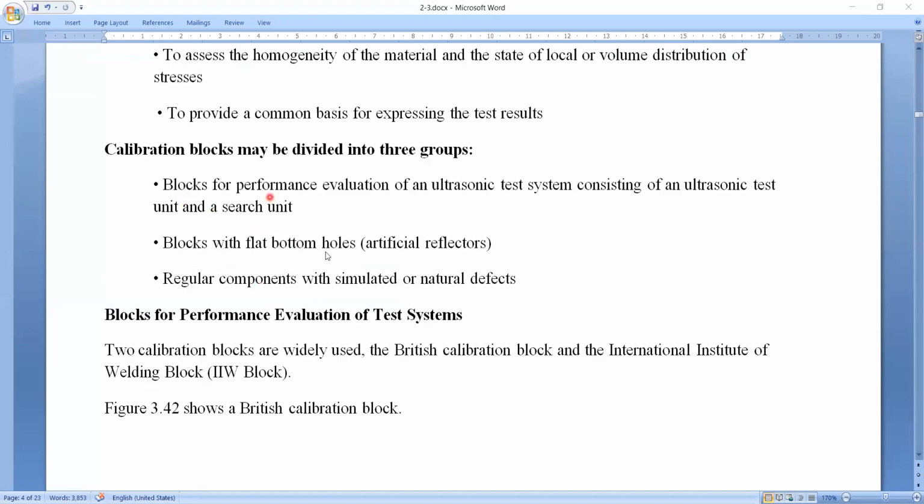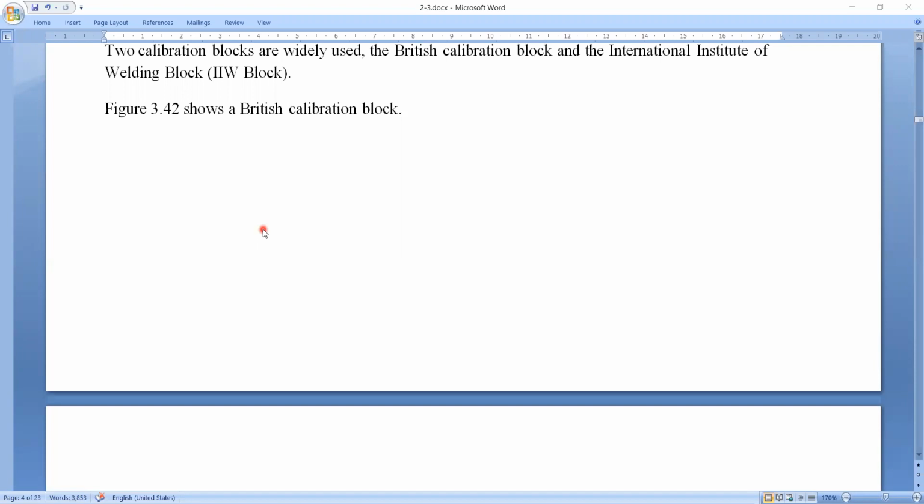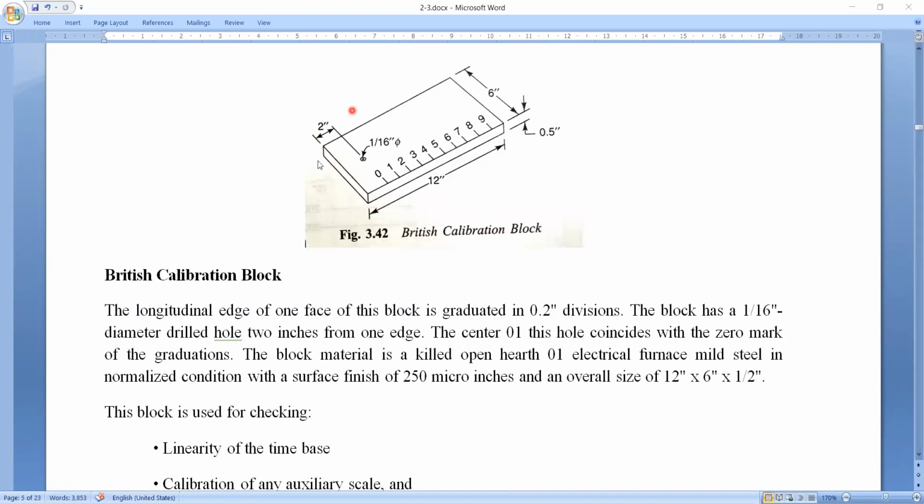First, we see the blocks for performance evaluation. Here we are using two standard blocks. One is the British calibration block, and the second is the International Institute of Welding block. These two are used as reference standards for testing the performance or evaluation of the testing systems. First, we see the British calibration block. This is the British calibration block, the standard block.